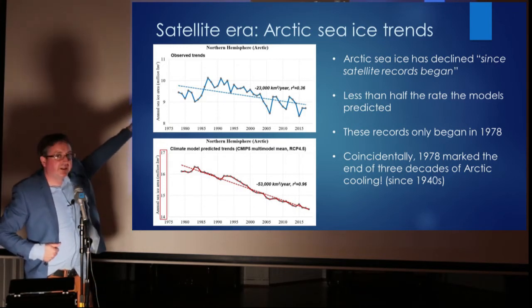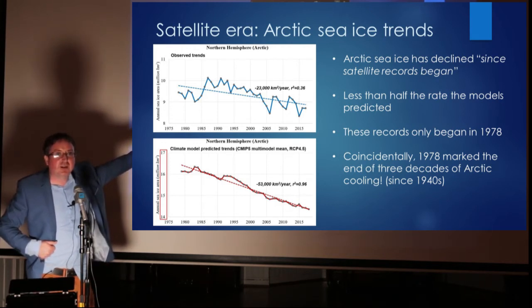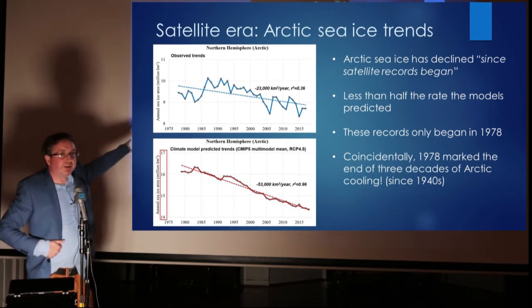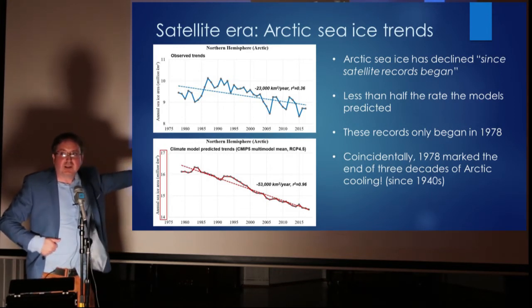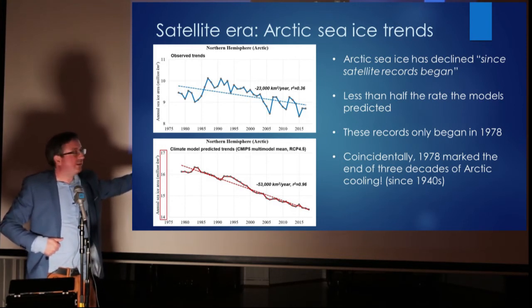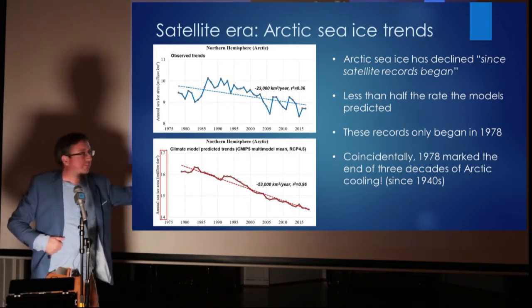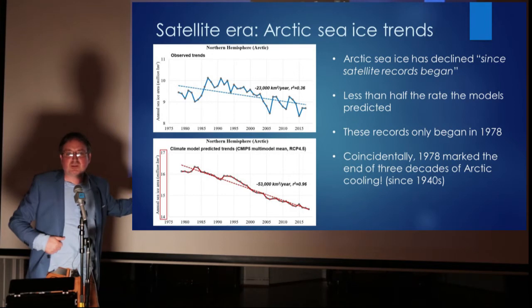The actual linear trend was minus 23,000 kilometers per square year. But also, if you look, it's a lot more up and down than the model predictions should have been. And that's just one point, but the other point is that the records only began in 1978. And coincidentally, that happened to mark the end of about 30 years of Arctic cooling.